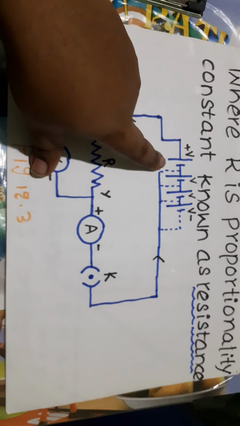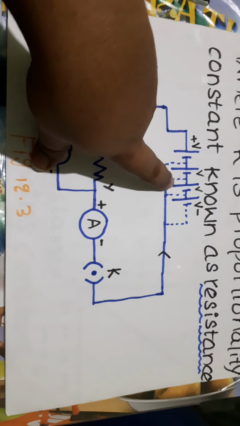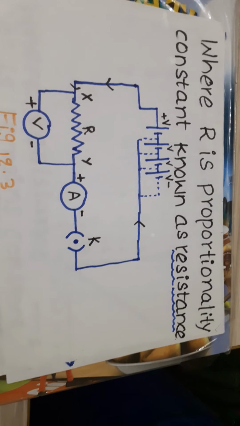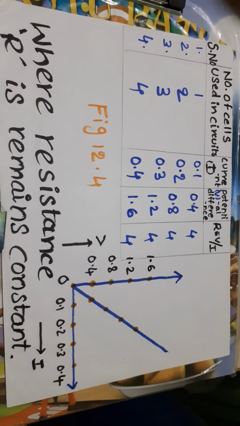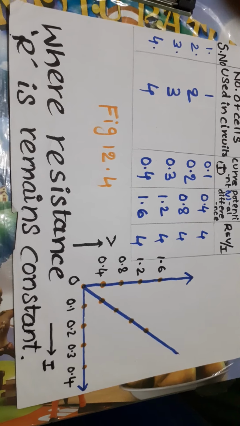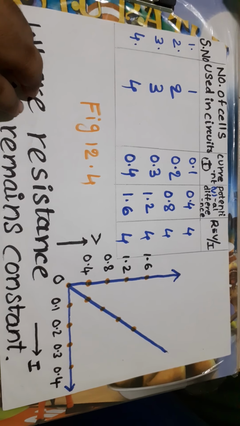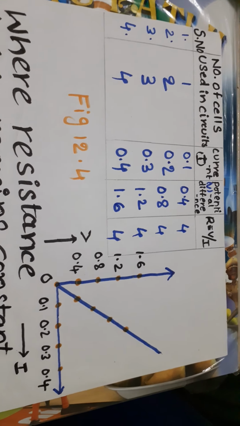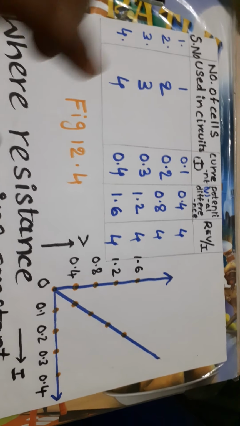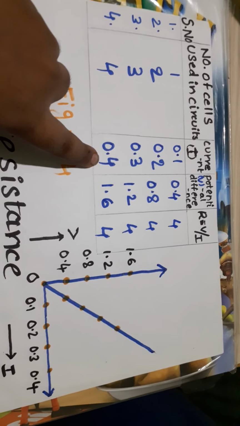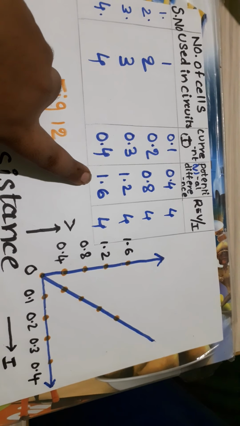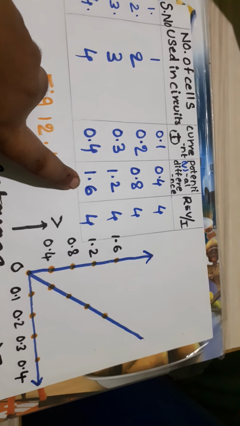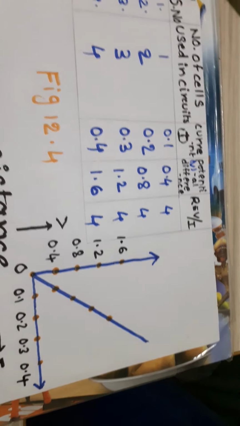Now I am connecting 1, 2, 3, 4 cells to the conductor. In that situation, I noted the observations of current and potential difference using the ammeter and voltmeter in the circuit. The ammeter shows a reading of 0.4 ampere. The potential difference shows 1.6 volts.